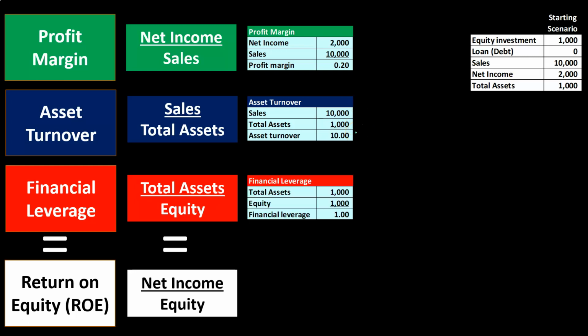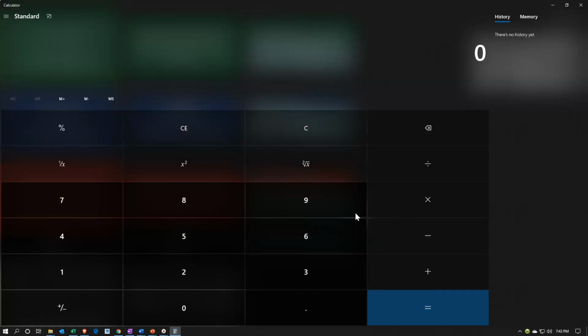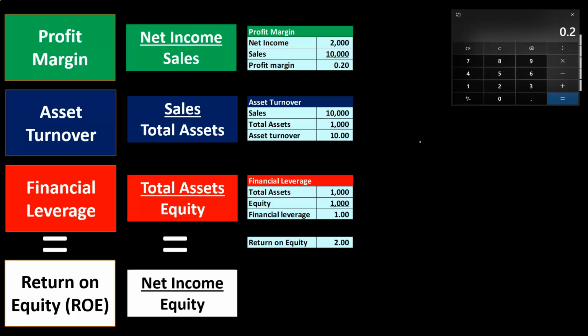And then if we take a look at the financial leverage, we're going to be taking the total assets divided by equity, and equity and the assets are the same, because we have no debt at this point in time. Therefore, the total assets is equal to the equity. And if we divide that out, we get 1. So we have 1 there. So now if we multiply these 3 together, then we have the 0.2 times the 10 times 1, which is going to be 2. So we have a return on equity of 2.